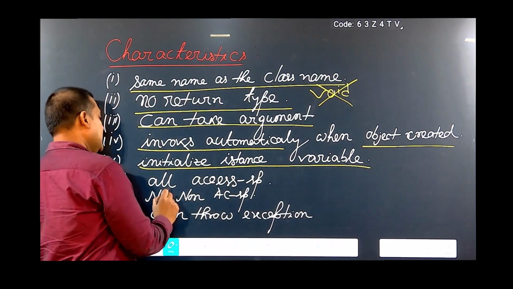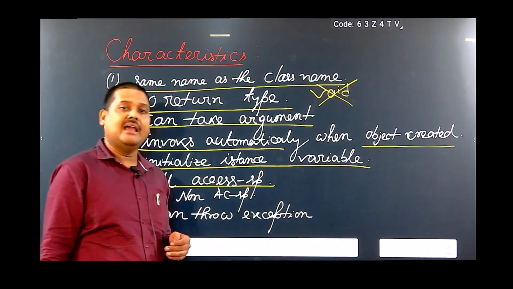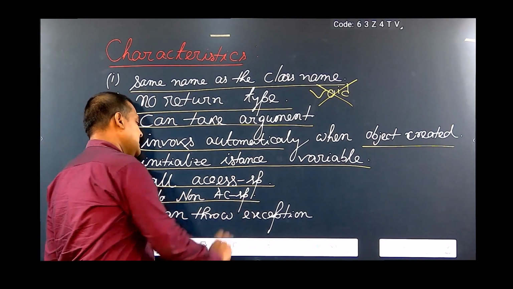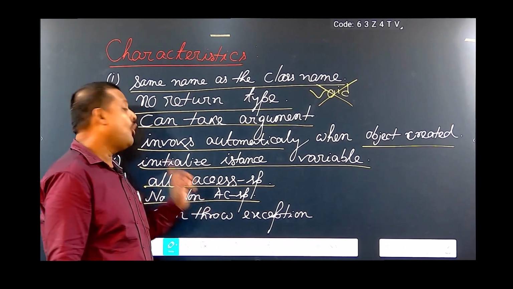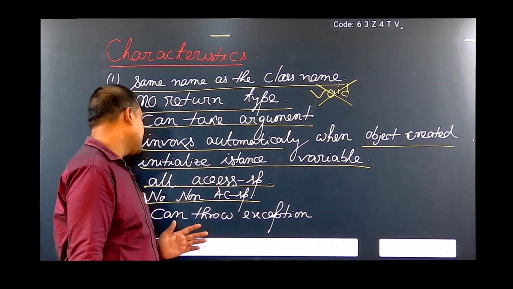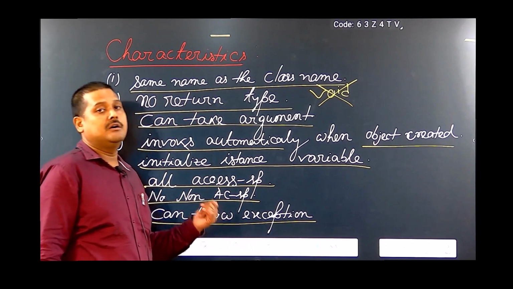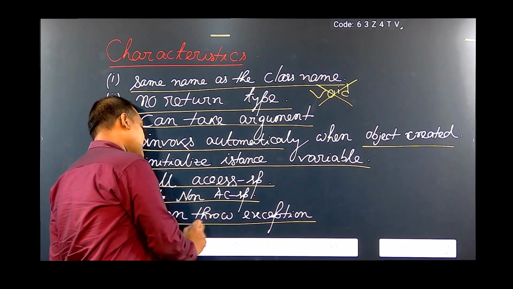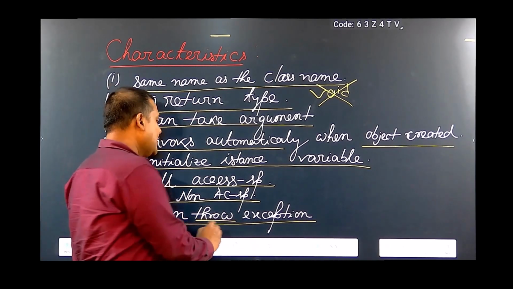Okay. So, a constructor is a method, it can have all access specifiers, but no non-access specifiers. Always remember, it can have all access specifiers like public, protected, private, default, but no non-access specifiers. Can it throw exceptions? Yes, I will discuss this in our exception handling class. Just remember for this time that it can throw exceptions.